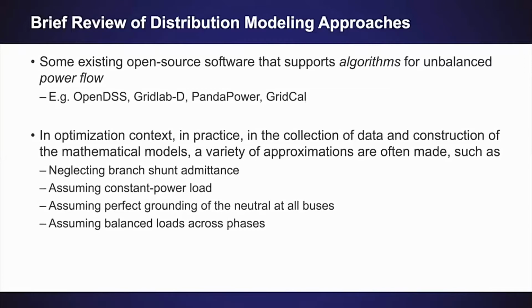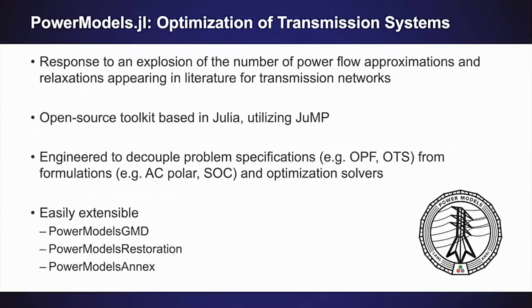And these things are really kind of inadequate for accurately representing distribution systems. A few years ago, PowerModels, a transmission network-focused optimization library, was introduced that followed this pattern of model abstraction. To achieve this, PowerModels is written in Julia and utilizes JuMP as the model abstraction layer to decouple the solvers from the problems and formulations.